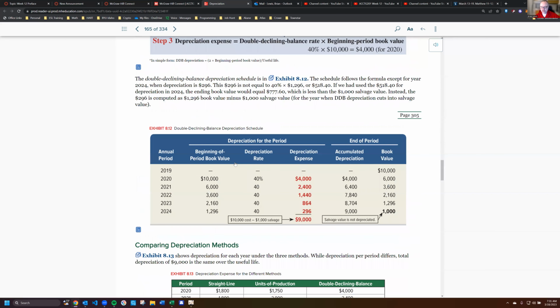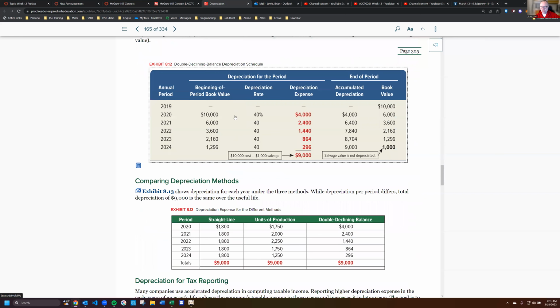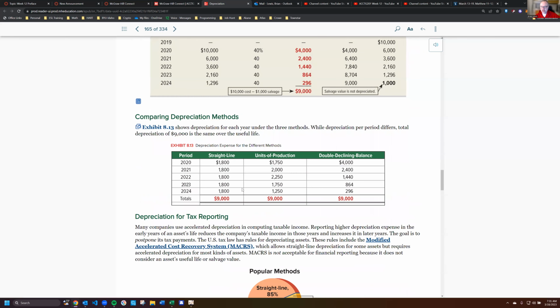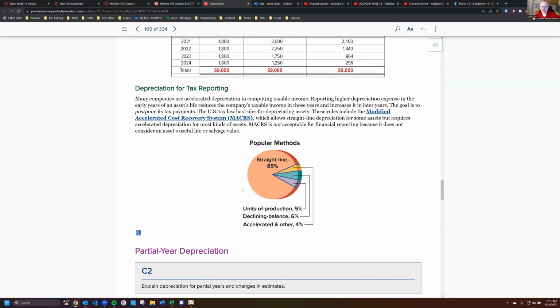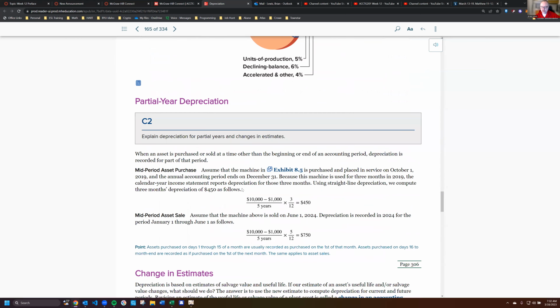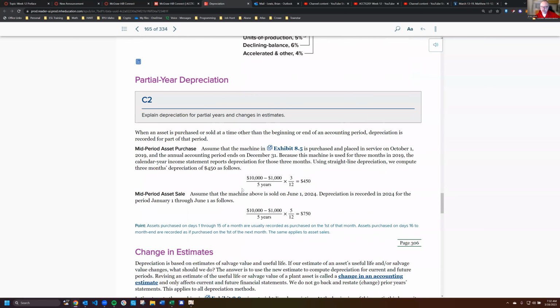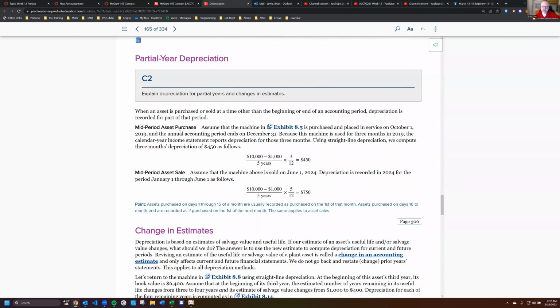Okay, because there might be something on the test about it. And you can see the comparison here, and then depreciation for tax reporting. Partial year depreciation, you definitely want to understand. So like in the prior example, I started out with it being depreciated in full for the whole year, right?